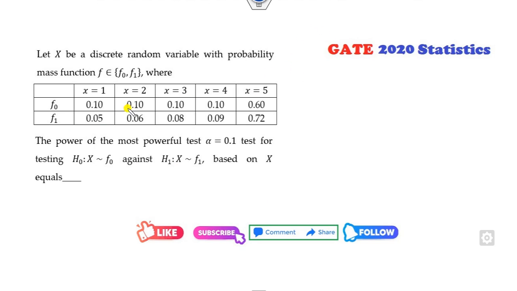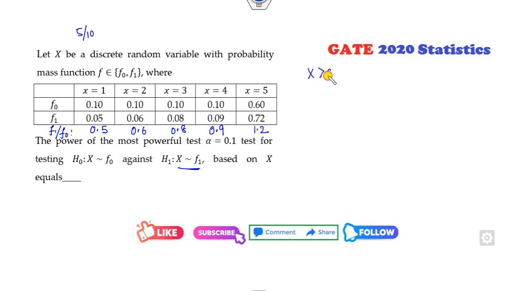Look at this another one. Again, it's a discrete problem. H1 is my F1, so F1 over F0. So this divided by this. So that means 5 over 10, so 0.5. This is 0.6. This is 0.8. This is 0.9. This is 1.2. Again, you can see all are increasing.